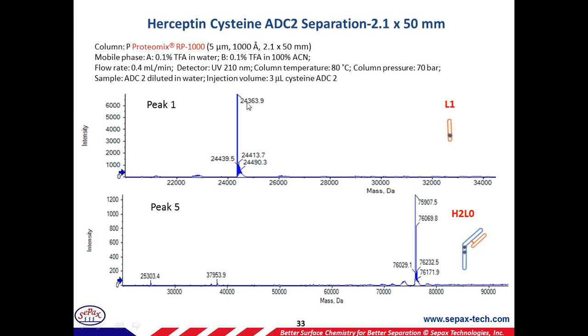All right, a little bit, just to give you some idea on the deconvoluted mass there. Peak 1 is the light chain with 1 drug, and peak 5 is the H2L0, based on the drugs with the linker, which I think is about 925 Daltons. You can add up this combination of the subunits, so it correlates very well with the theoretical mass there.